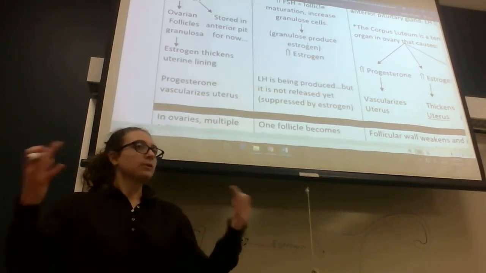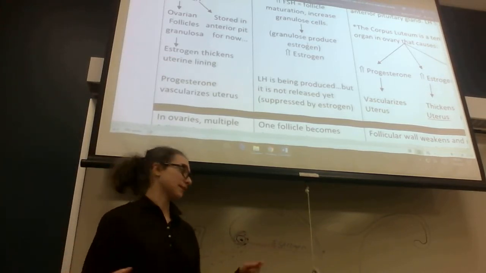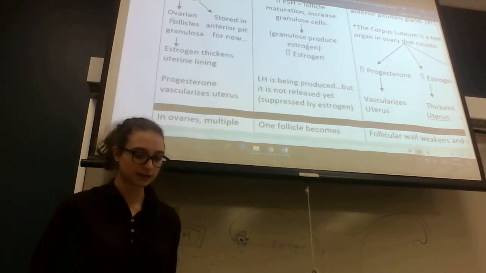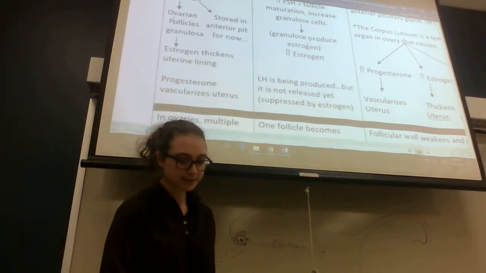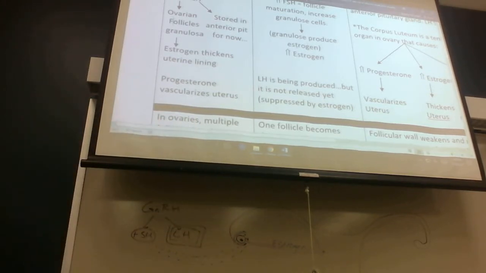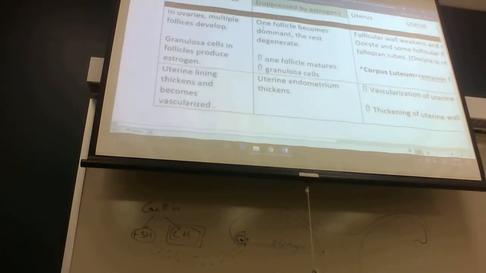As one follicle matures, the granulosa cells are going to get bigger, and when the granulosa cells get bigger, you're going to produce more estrogen. More estrogen means a thicker uterus. So you can see in that bottom box, the uterine endometrium thickens. All this is happening: one follicle becomes dominant, the rest degenerate, one follicle matures, increasing the granulosa cells, which will then increase estrogen, which will then cause the uterine endometrium to thicken.